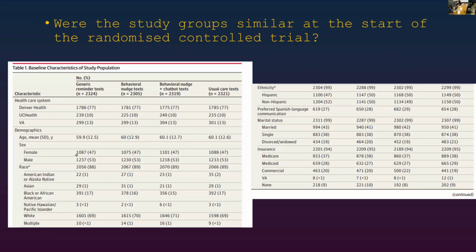So were the study groups similar at the start of the randomized trial? Looking at the baseline characteristics, the majority of the characteristics seem to match. It's definitely not similar to our population. Asian is only around 1%, marriage is around 43%, and the number of patients who have insurance cover is only 9%, whereas ours would probably be much more.